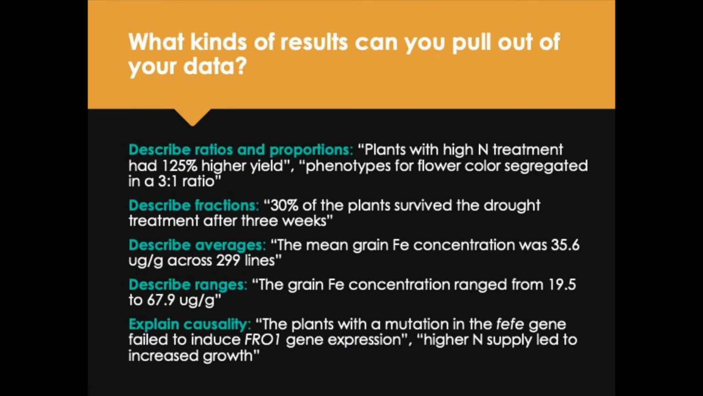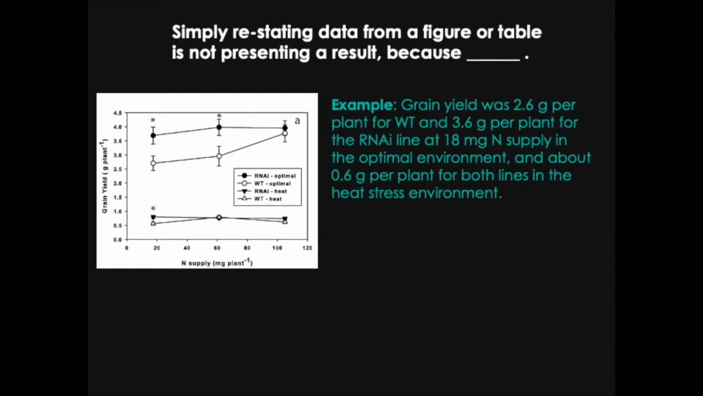You can also describe causality. The plants with a mutation in the FIFI gene failed to induce FRO1 gene expression, or higher nitrogen supply led to increased growth. So those are all types of descriptions that you can try to make, and there's probably other ways. All right, here's a question for you. Fill in the blank. Simply restating data from a figure or table is not presenting a result because of why?